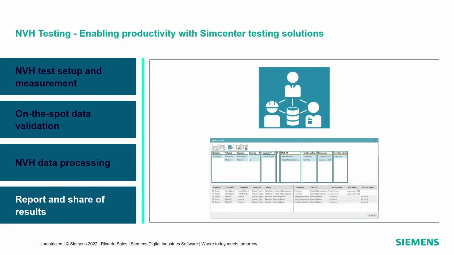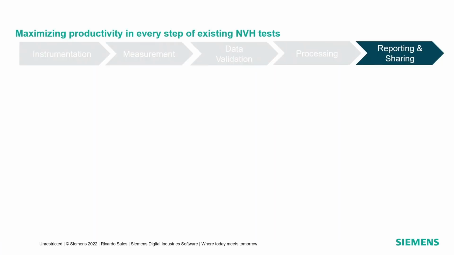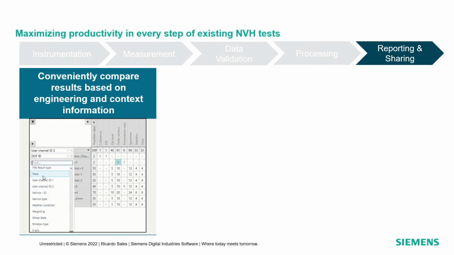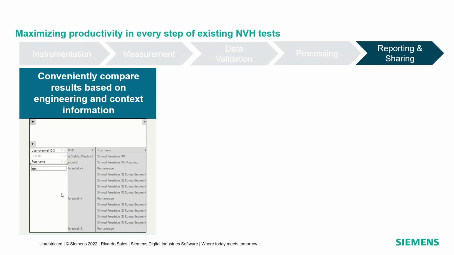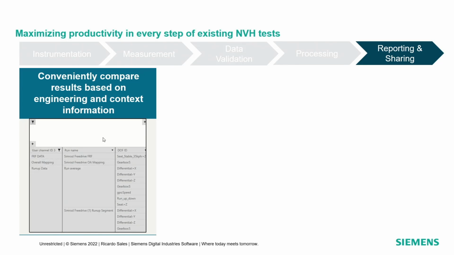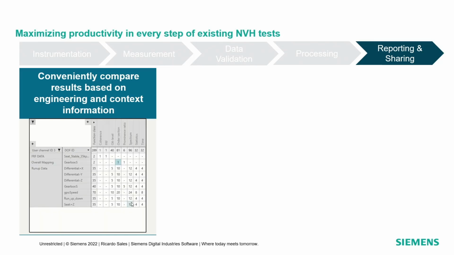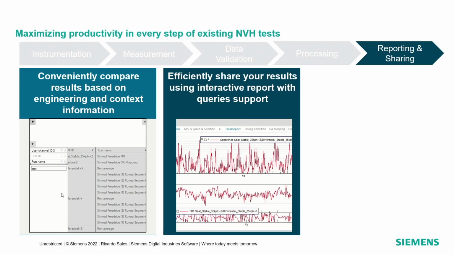So finally, in the last step of this demo, we show how the report and share of results works in Simcenter Testlab. So for the reporting and sharing phase, it's really important to have in place tools that help to define which information needs to be reported. So as we saw before, we have a huge amount of results that are available. So we need to make sure that all the information is there in the reports.